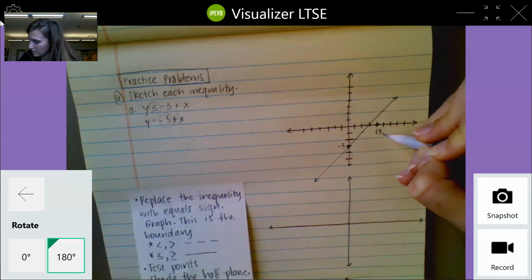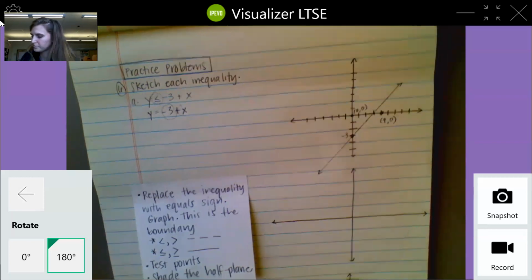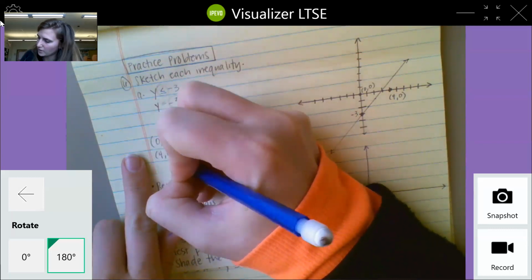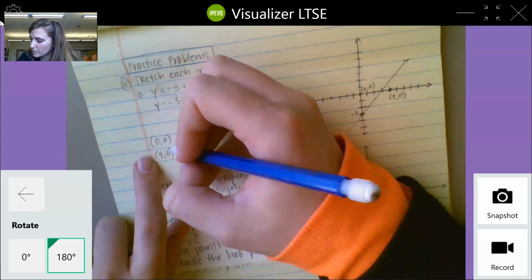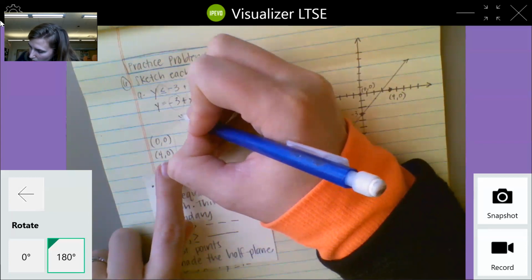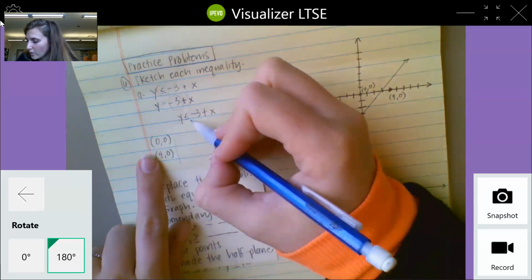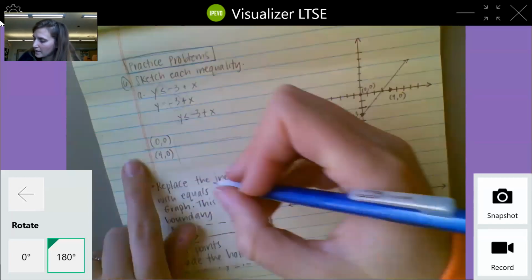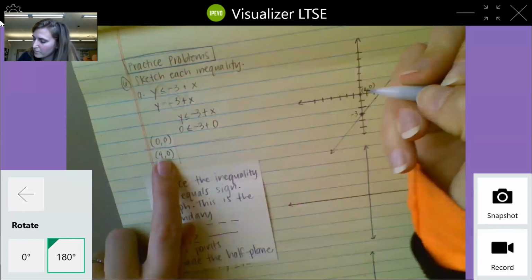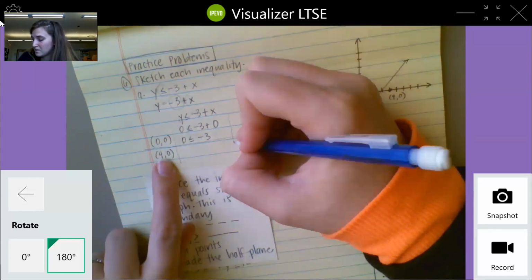Let's test 4, 0, and then let's also test 0, 0. I'm using the inequality y less than or equal to negative 3 plus x. If I plug in 0, 0, I would get 0 less than or equal to negative 3 plus 0. It means 0 less than or equal to negative 3. That is false.